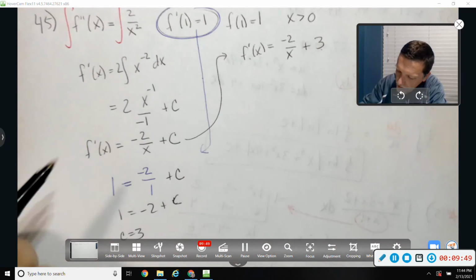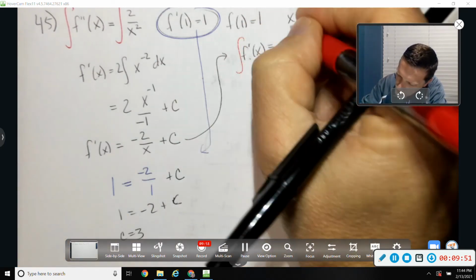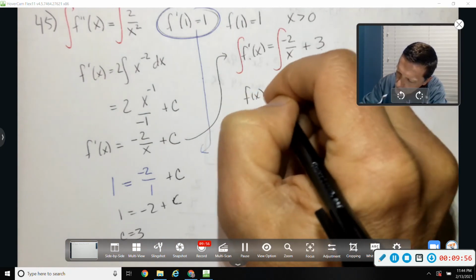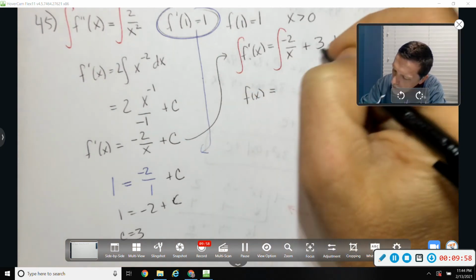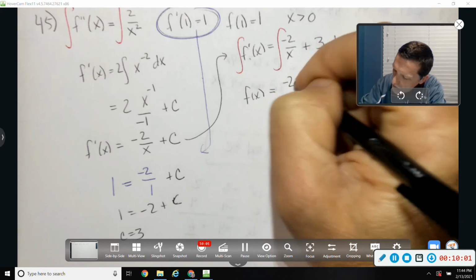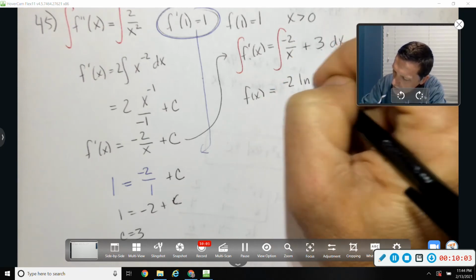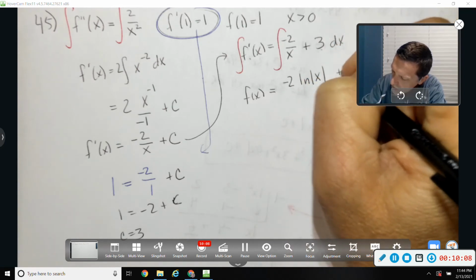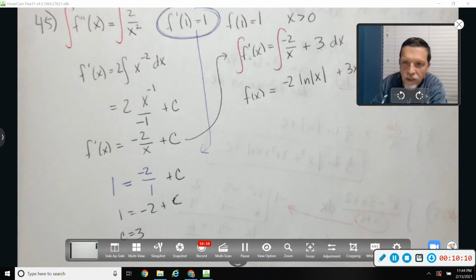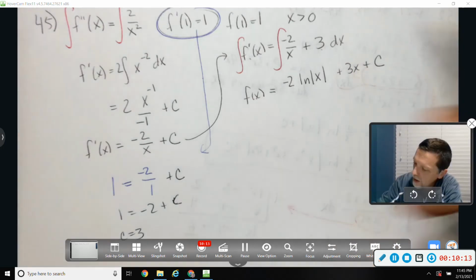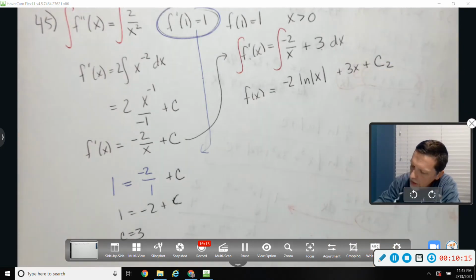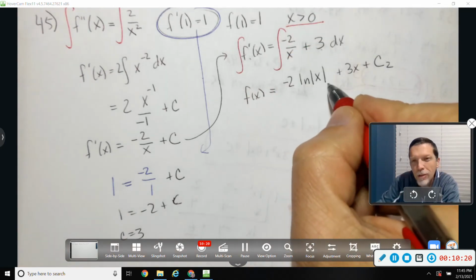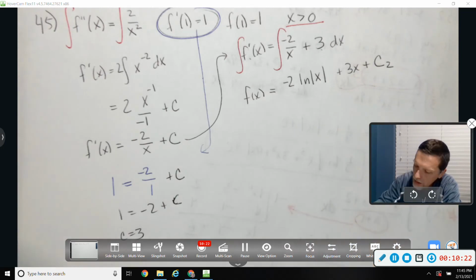Now I need to integrate that to get back to f. So f of x equals, if I pull the negative 2 out front of that one, it would be natural log of x plus 3x plus a different c. So if you want to call it c2, you can, to be clear. It told me this x was greater than 0, so I don't really need the absolute value bars. It's not wrong if you put them in.